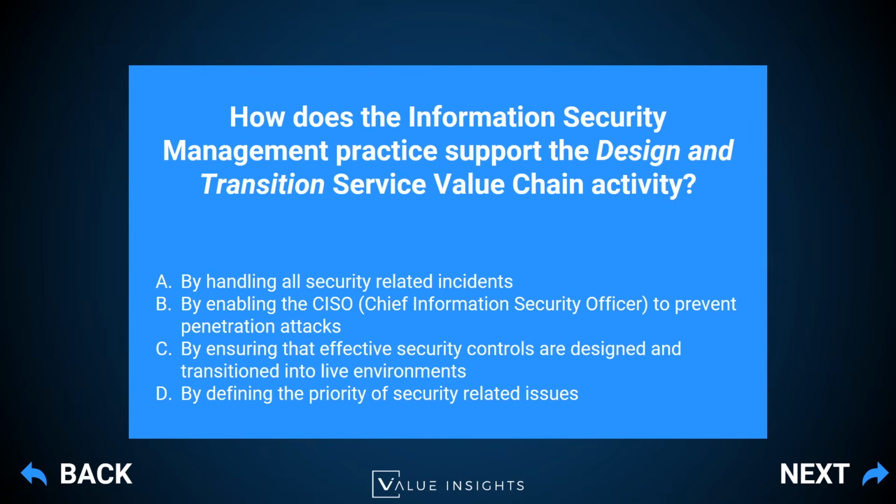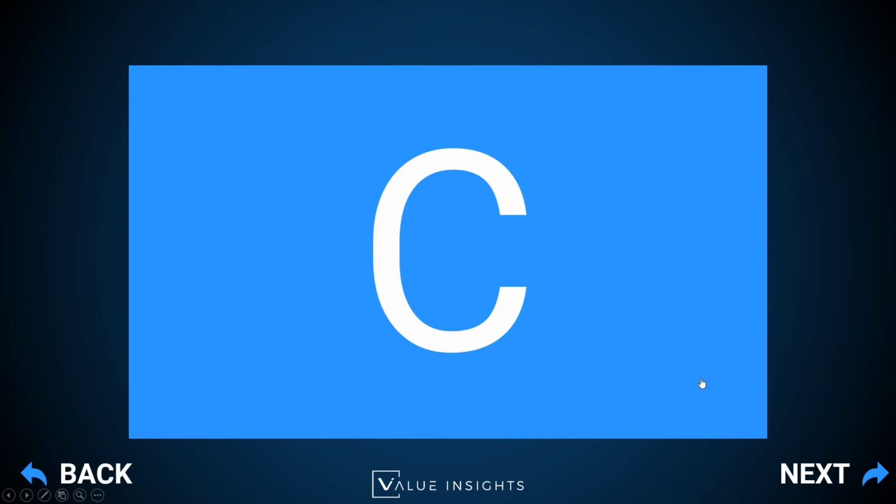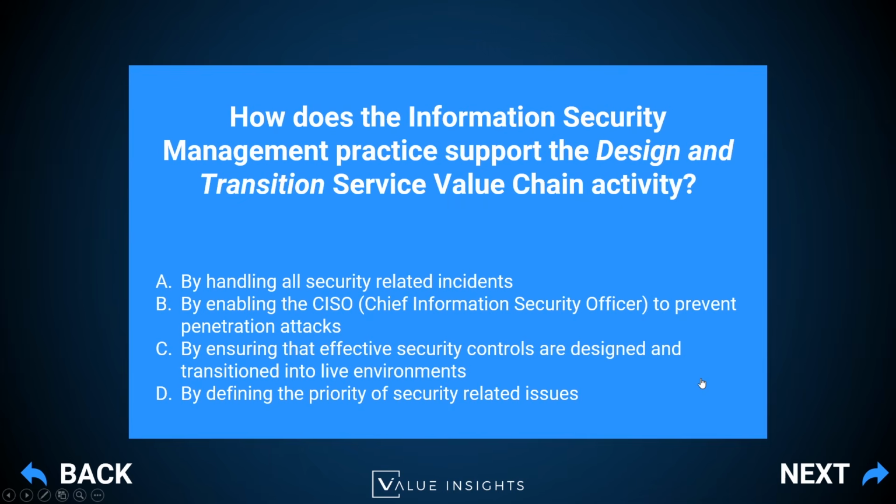Second to last question. How does the information security management practice support the design and transition service value chain activity? Let's give it a thought, and I'll be back in a sec with the correct answer. And the right one here is C. It says, by ensuring that effective security controls are designed and transitioned into live environments. Well, that is exactly what design and transition is about.